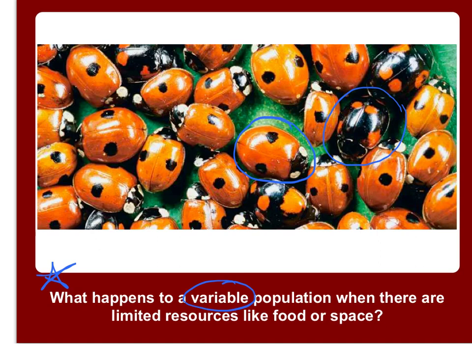Now, of course, there is no such thing as a game. Being kicked out of the game is just another way of saying either dying or not being able to pass down genes to the next generation, which is to say not having offspring or not having as many offspring. So, in a variable population with limited resources, some organisms can compete well, other organisms can't compete well.